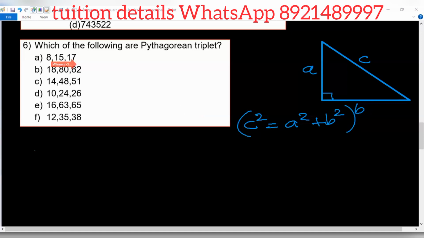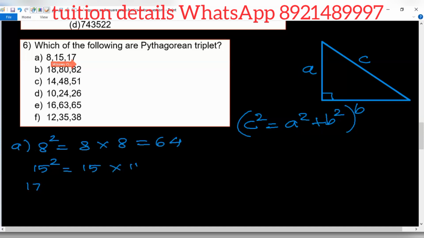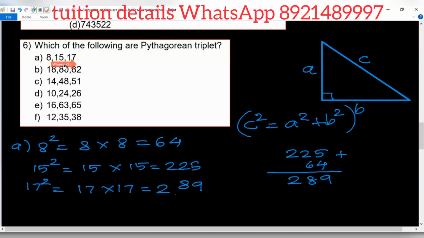Here, in the first option, the numbers are 8, 15, and 17. So we have to find 8 square. 8 square means 8 into 8, that is 64. 15 square, that is 15 into 15, that is 225. Like that, we have to find the squares. And see, 17 square is the same as 17 into 17, which is 289.